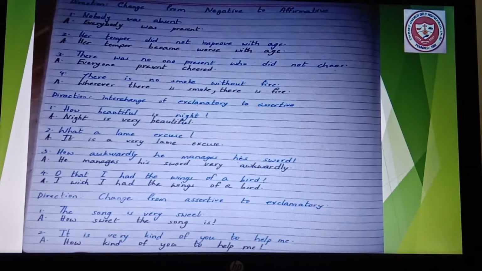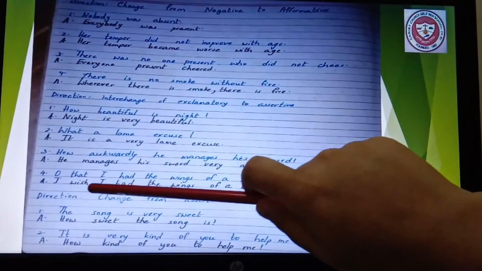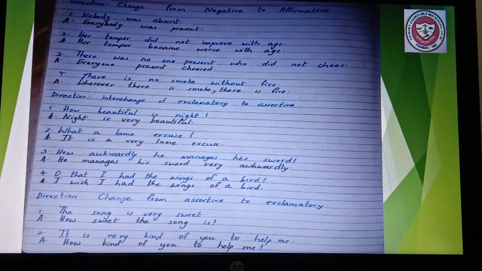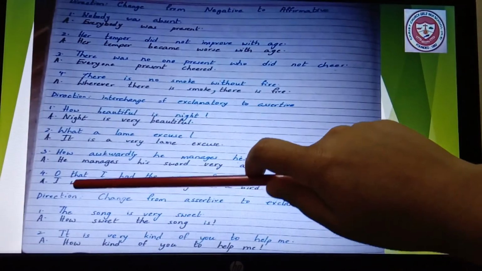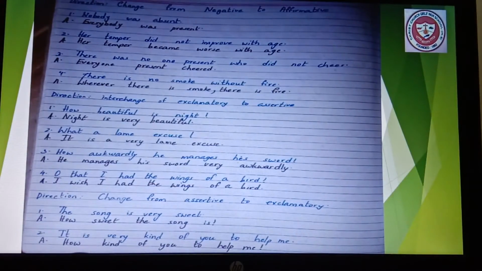How awkwardly he manages his sword. He manages his sword very awkwardly. Oh, that I had the wings of a bird. He desires something. I wish I had. So this word wish shows desire. I wish I had the wings of a bird. In the exclamatory sentence, oh that, and in the assertive sentence, I wish, this word shows desire. I wish I had the wings of a bird.